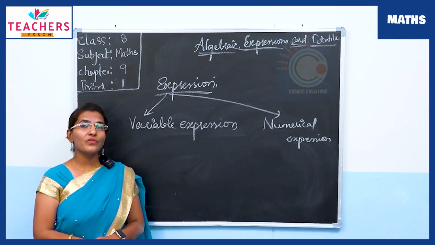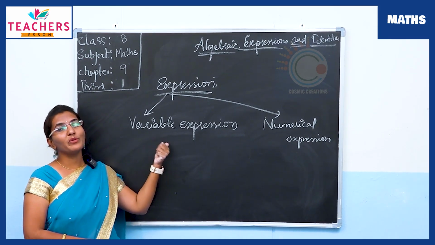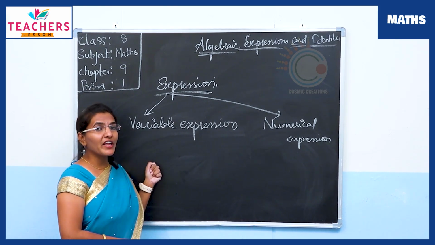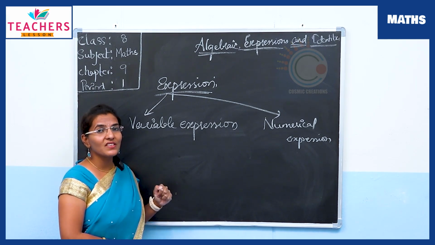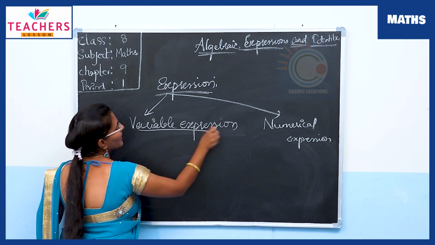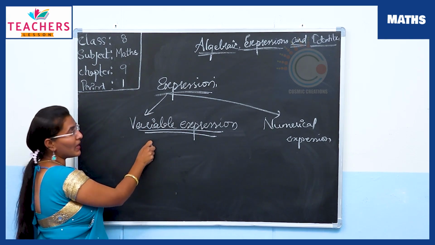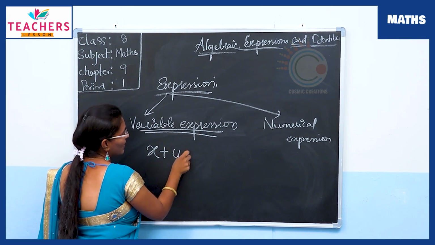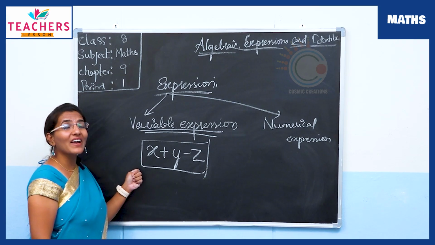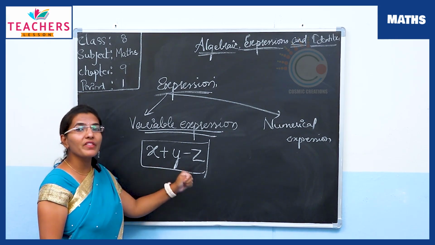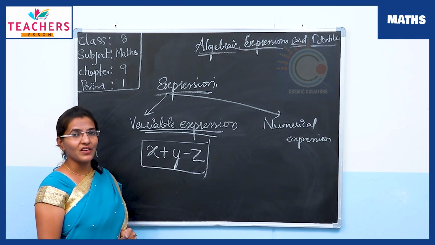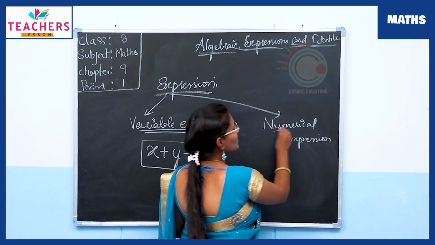So what is a variable expression? Obviously it is going to consist of variables, isn't it? What are variables? We already have learned: anything like x, p, y, z, right? So a variable expression contains only variables, that is x plus y minus z. It does not contain any numbers, so it completely consists of variables only. That is called a variable expression. Clear?